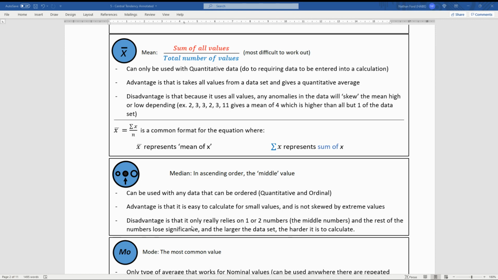A disadvantage is that it only relies on the middle numbers. It doesn't use the majority, it only uses those two middle numbers to give you your median. So the rest of the numbers lose significance. And the larger the data set, the harder this is to calculate. So if you have really large data sets, it's actually something you shouldn't be doing. Anything over 30.